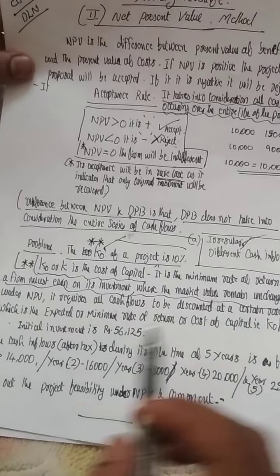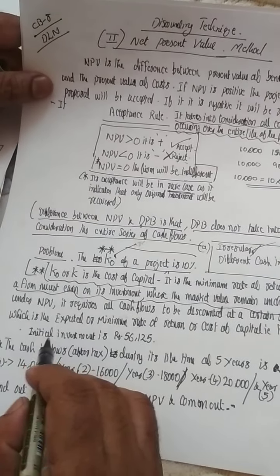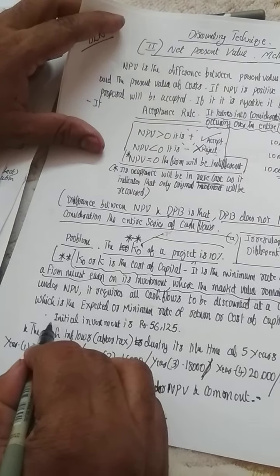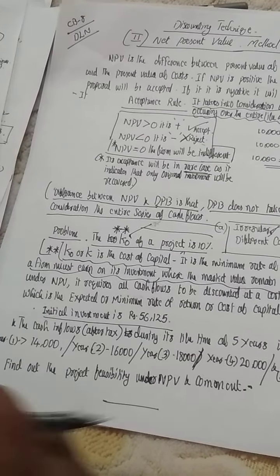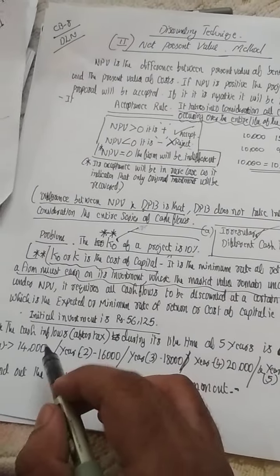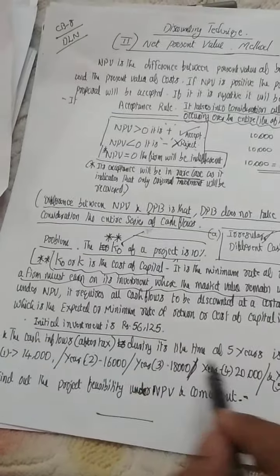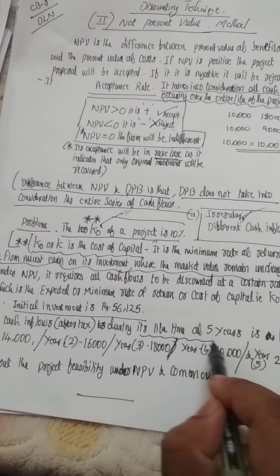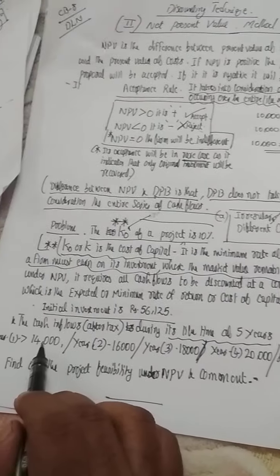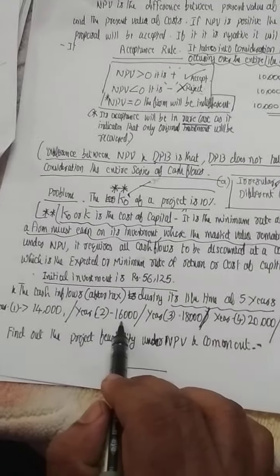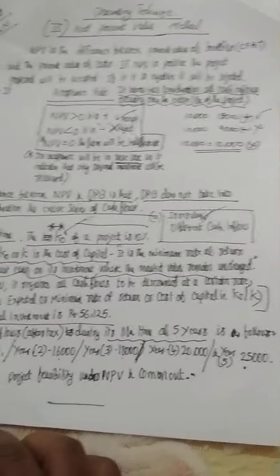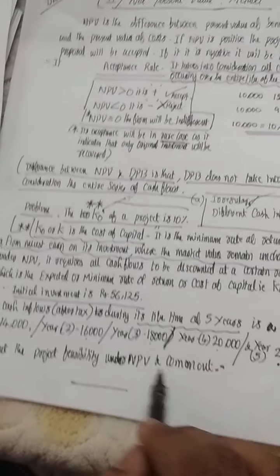So if we take the problem, what is the information given? Let us go through this problem. The initial investment is 56,125 for a company in a project, and they are getting cash inflow after tax for 5 years. It is mentioned in the question as lifetime. So the anticipated lifetime of the project or machinery is 5 years, and the return is given: first year 14,000, second year 16, third year 18, fourth year 20, and fifth year 25,000. Find out the project feasibility under NPV and comment.